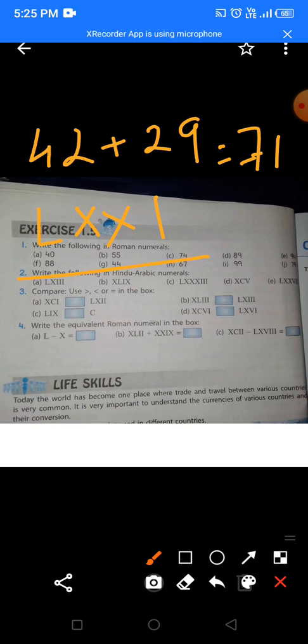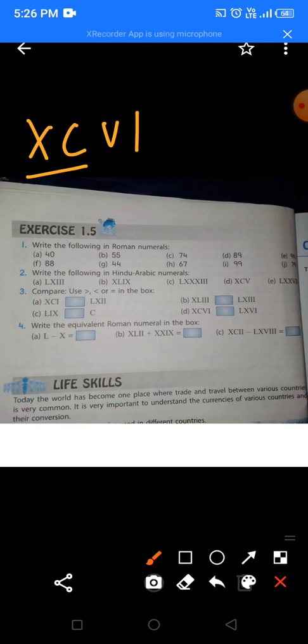Now children, let us solve question number 4C. Now again look here children. There is 10. Then you have C, that is 100. And then 6. So this is nothing but 90. Okay. This is 90 and this is 6. So it will give you 96. The first number is 96.